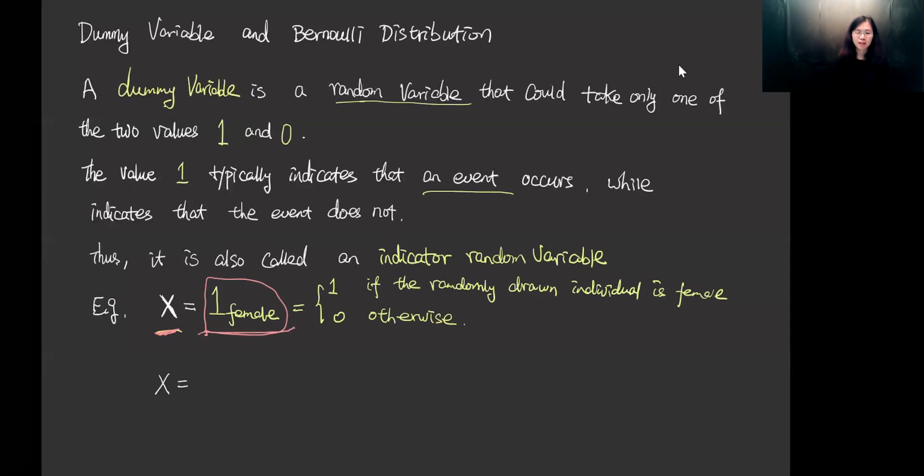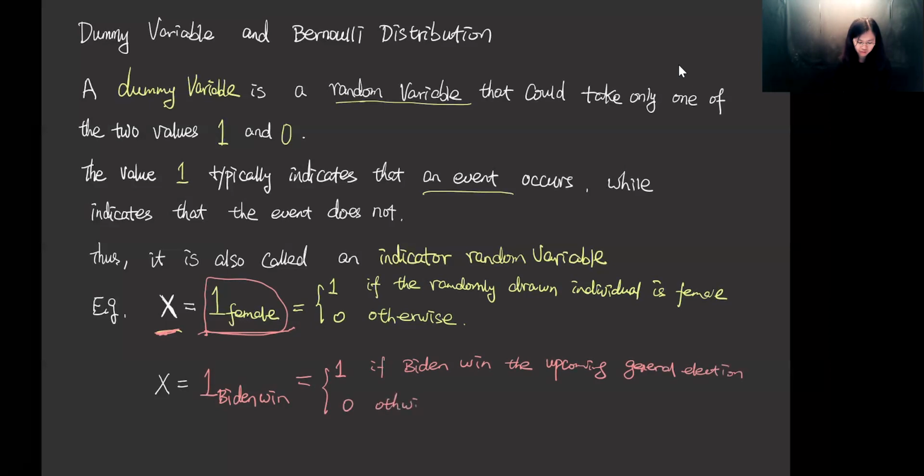As a second example, the random variable X could be the indicator of a Biden win in the general election in November. This random variable equals 1 if Biden wins the upcoming general election, and 0 otherwise. So this random variable equals 0 if Biden does not win the upcoming general election. So these are two examples of dummy variables.